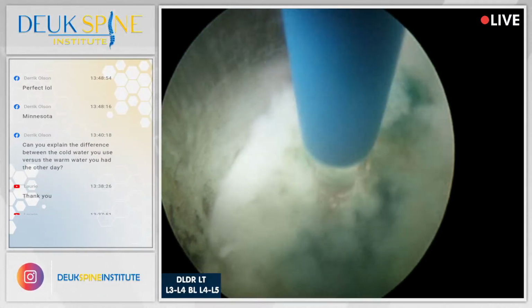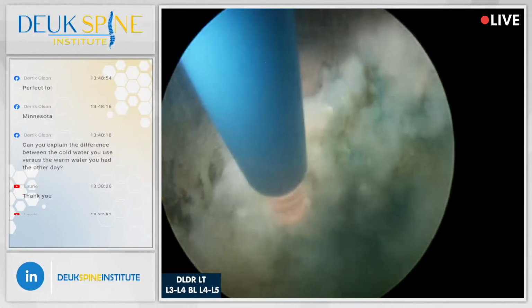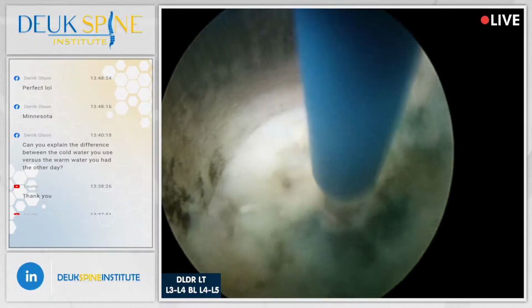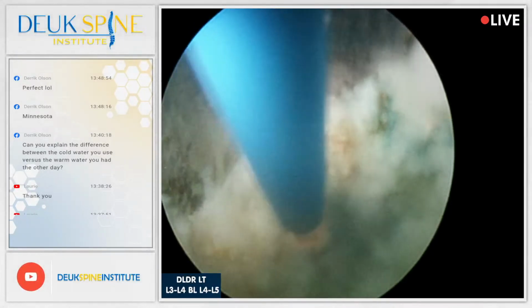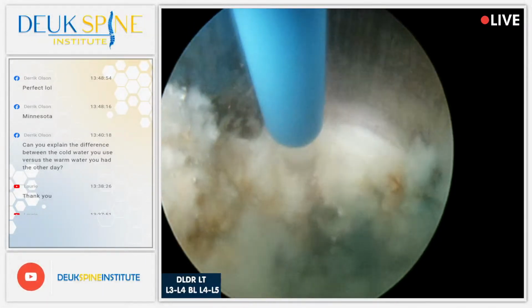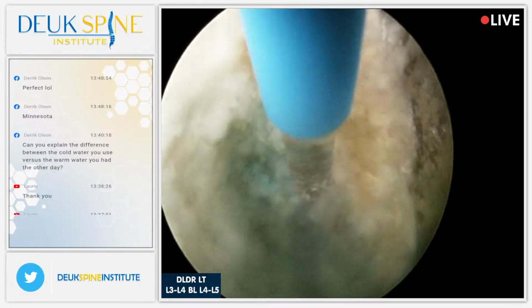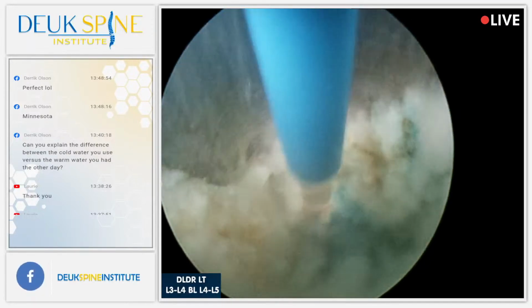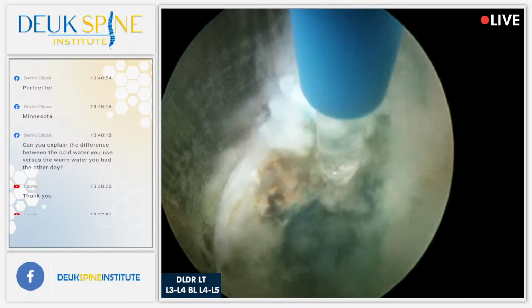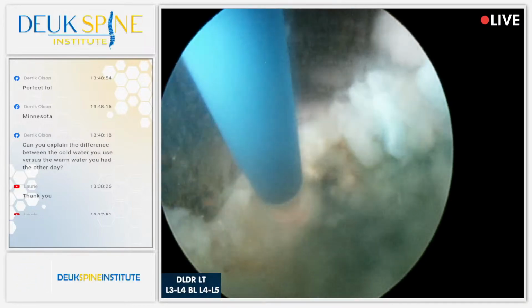So now when it's warm, it still works, but it doesn't work as well. So you know, if you want to have the perfect environment for this surgery, the perfect environment has cool irrigation. The less than perfect environment is warm irrigation. And the difference is a smile on my face versus a scowl on my face.